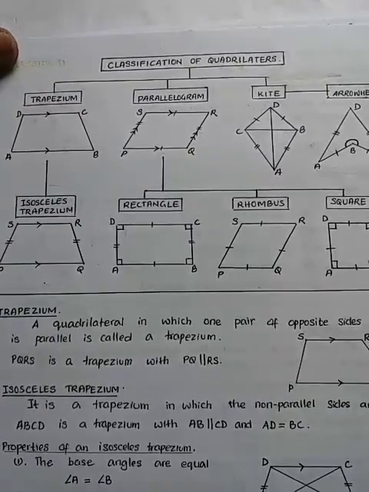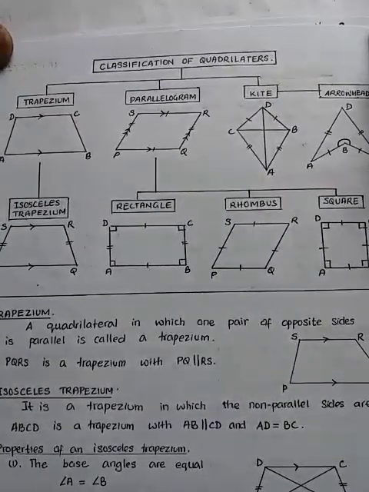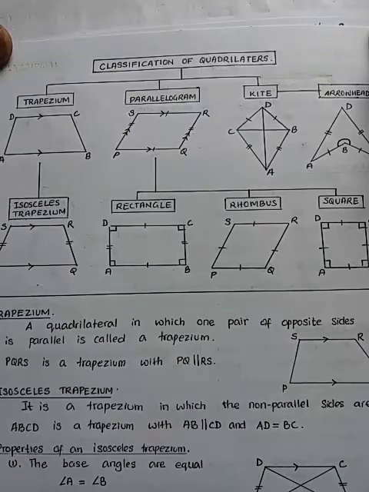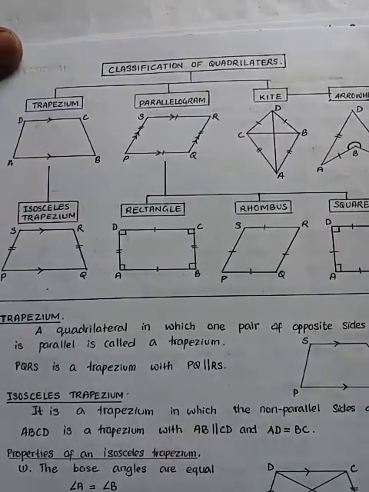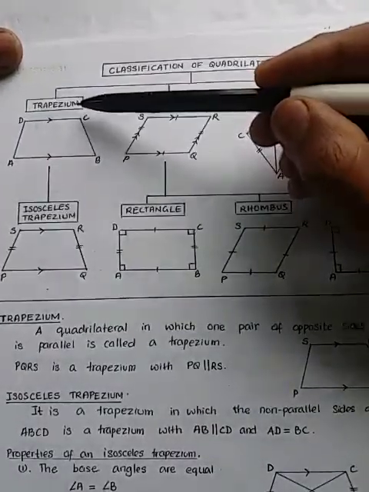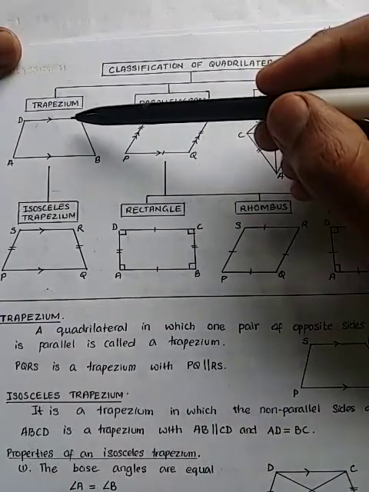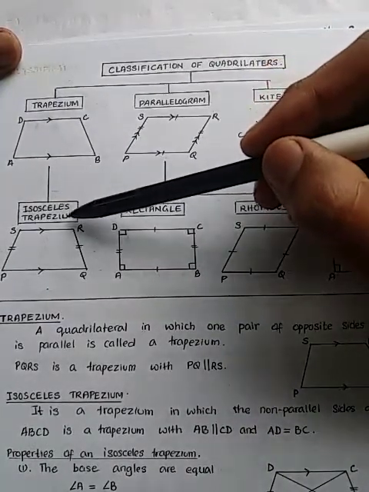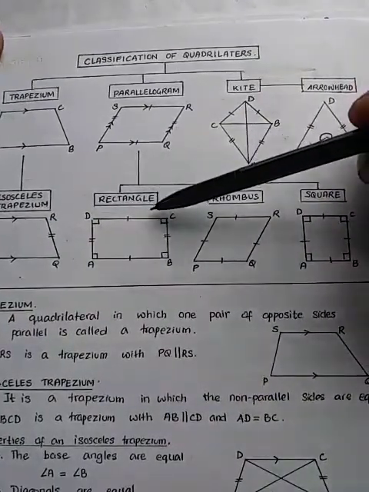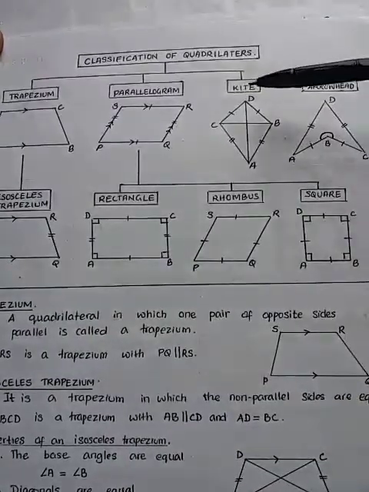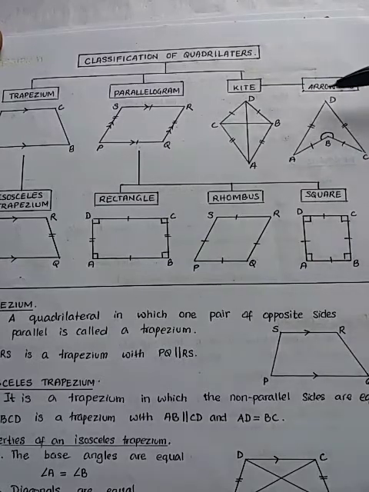Hello students, today we will be discussing the classification of quadrilaterals, or the types of quadrilaterals. So we have different types of quadrilaterals. Here one is trapezium. Trapezium also has one type, that is isosceles trapezium. We have parallelogram. In parallelogram we have again three types, that is rectangle, rhombus, square. We have kite, and again we have another type of kite known as the arrowhead.